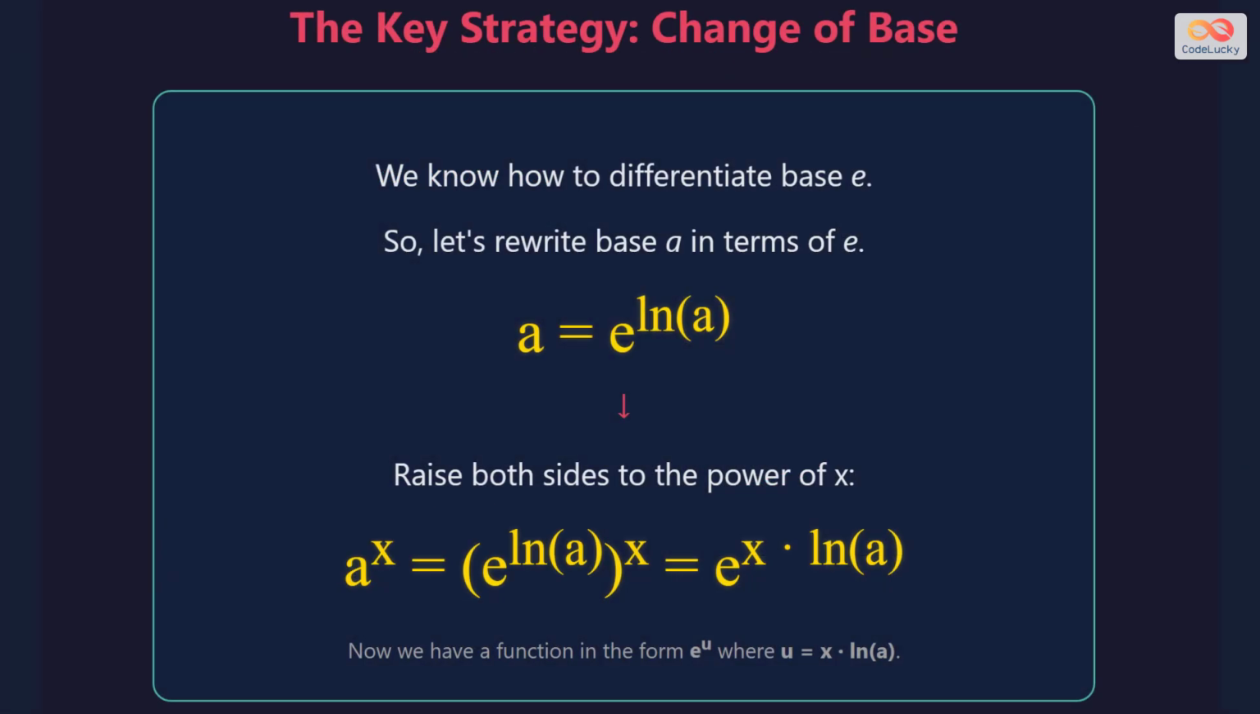To solve this, we use a clever trick. We can rewrite any positive number a as e to the power of the natural log of a. This allows us to express our function, a to the x, as e to the power of x times the natural log of a.